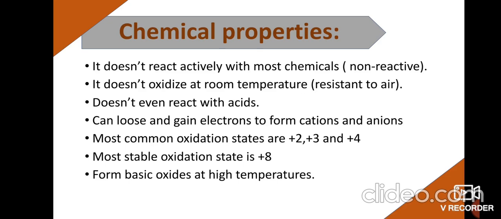Most common oxidation states are +2, +3, and +4. Most stable oxidation state is +8. Ruthenium forms basic oxides at high temperatures because at low temperatures it is non-reactive. So in order to form oxides, it must be given high temperature.